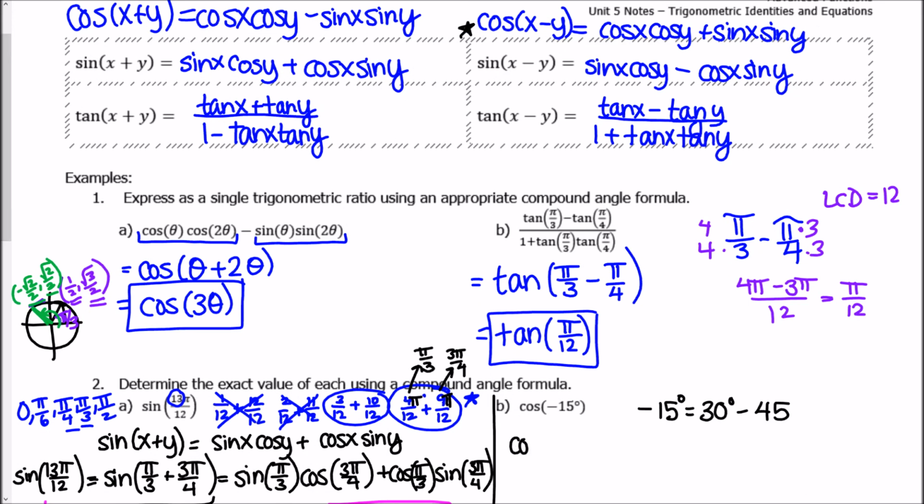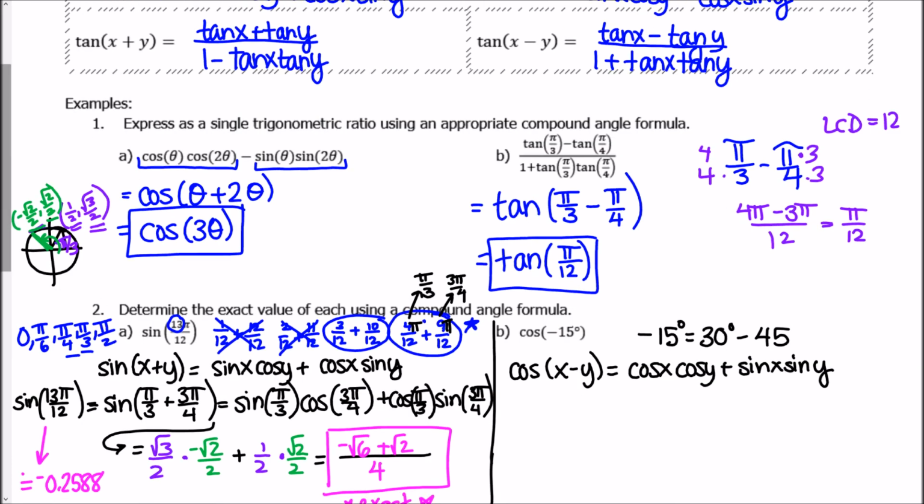So I'm going to say cosine of x minus y is equal to cosine of x, cosine of y, plus the sine of x, sine of y. Okay, so then once I do that, I'm going to do cosine of 30 minus 45, and that's going to equal cosine of 30, cosine of 45, plus the sine of 30 times the sine of 45.